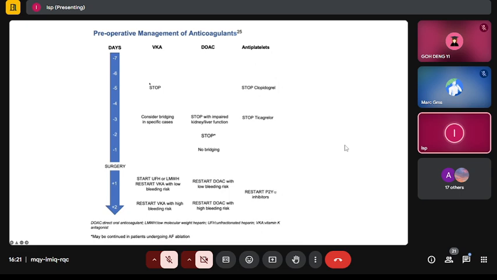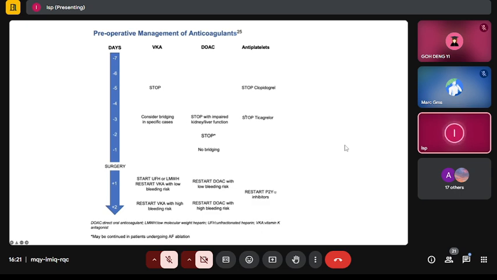And then if you still worry, particularly for warfarin, you can even check the INR prior to procedure, right, 1 or 2 days prior to procedure, to make sure that you are safe. Because in renal impairment or liver impairment, sometimes the INR can still be prolonged after you stop for 5 days.